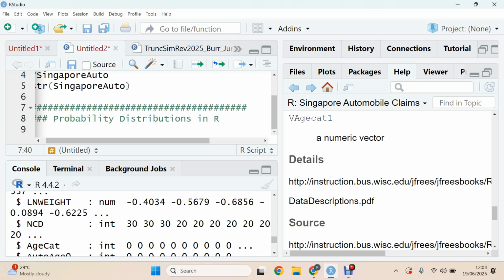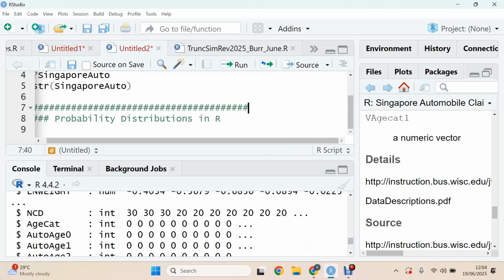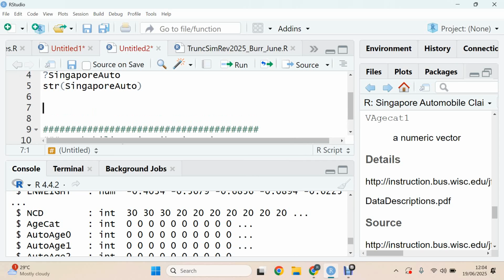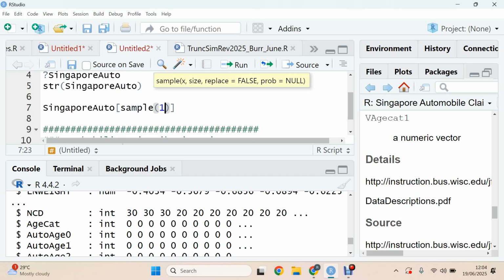You see the Singapore data before the probability distributions. Now, let's assume, okay, so let me just sample. It's 7843, right? I'm going to call someone to tell me what this will give me.